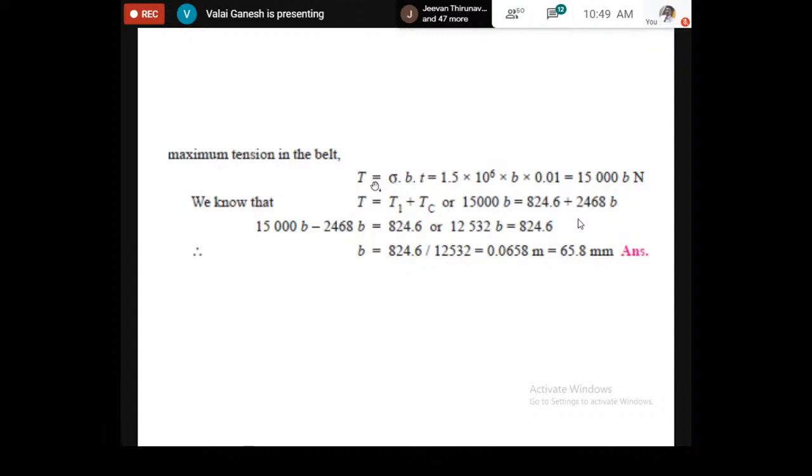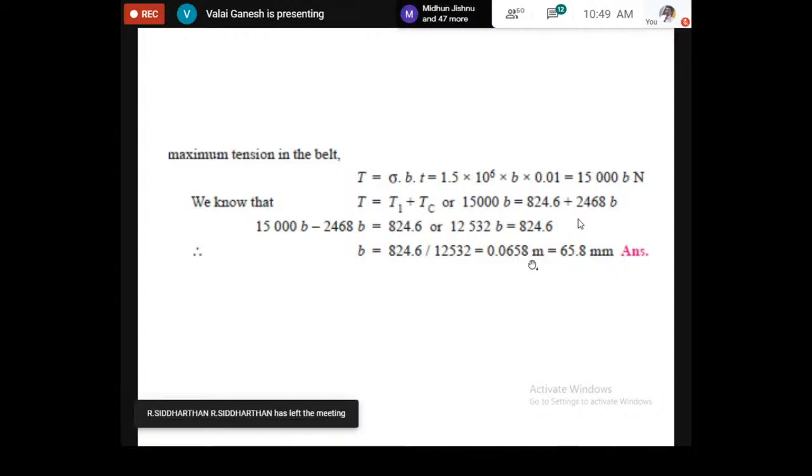Then maximum tension in the belt, sigma b t. Sigma is the stress induced in the belt, which is given in the problem as 1.5 into 10 power 6. Assume b is equal to B, and t is equal to 0.01. From that, capital T is 15,000 into width. Another formula for capital T is T1 plus Tc. So 15,000 B equal to T1, which is 824.6, plus Tc, which is 2468 times B. From this equation, we calculate small b equal to 0.0658 meter or 65.8 millimeter.